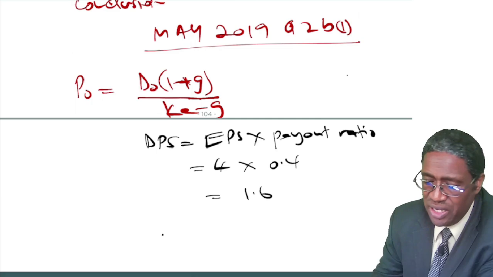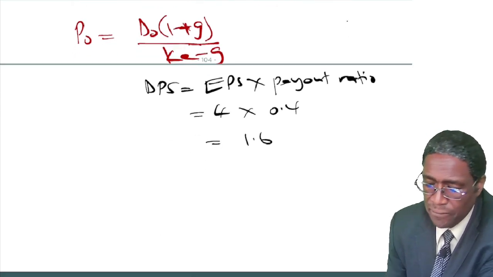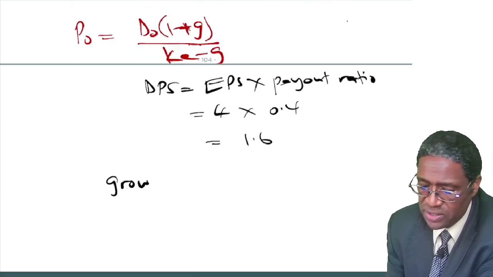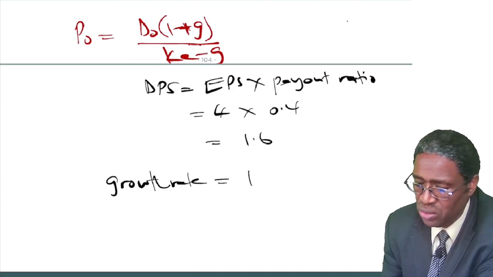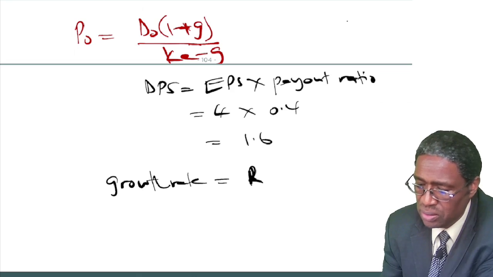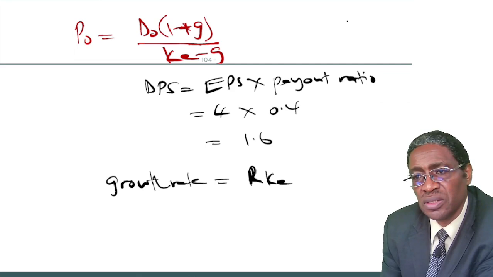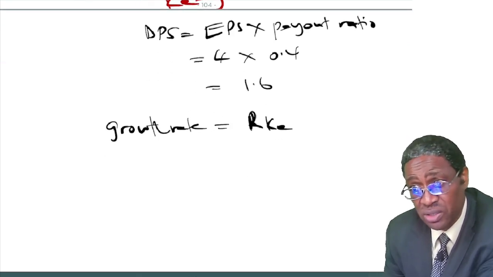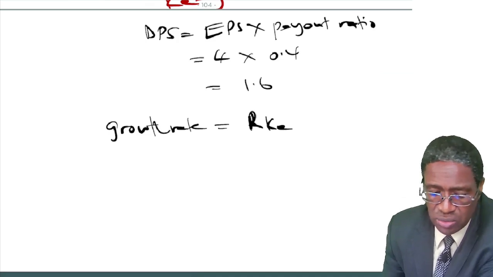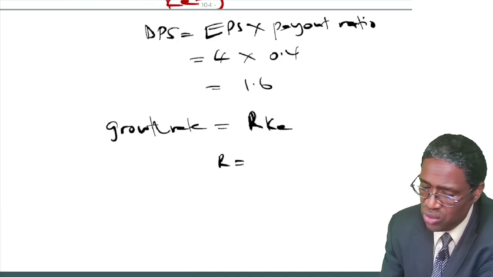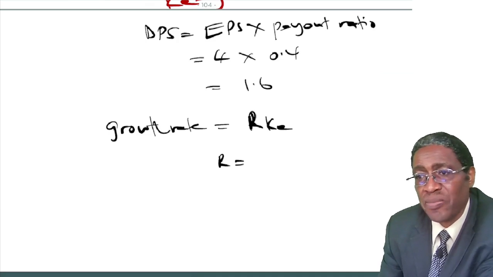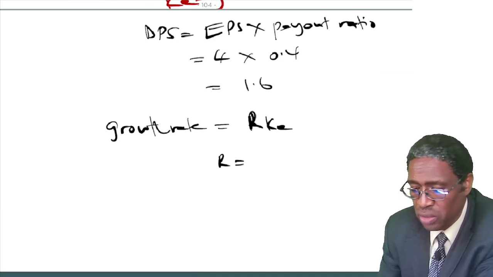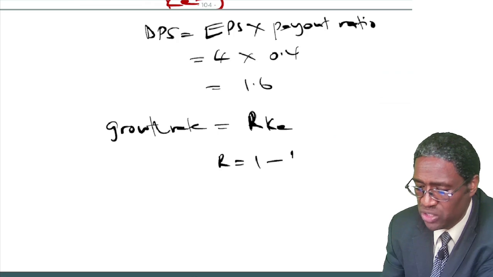Now we can get the G, which is the growth rate, equals R times KE. I don't have to keep repeating, you know them now. R is the retention ratio. You can even say here R equals, we are not given the retention ratio, but it's 1 minus payout ratio.